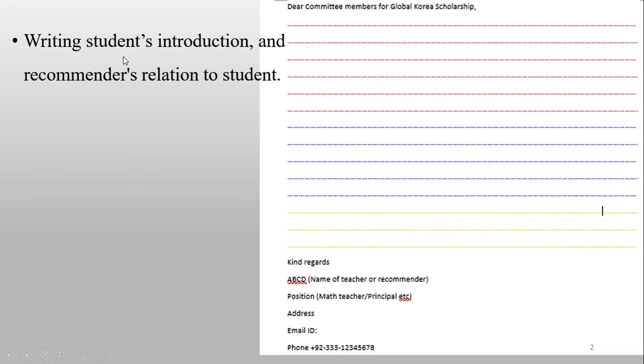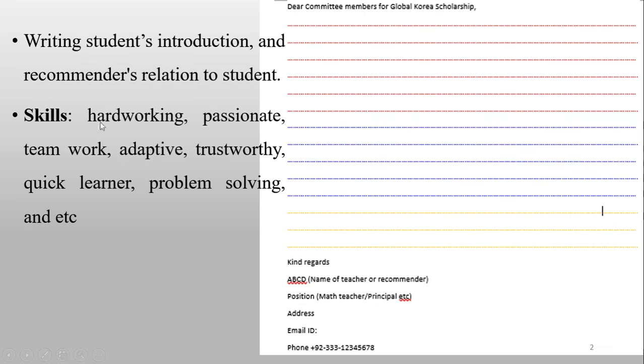So next, writing the student's introduction and the recommender's relation here. Then the skills: he can mention hardworking, passionate, teamwork, adaptive, trustworthy, quick learner, problem solving, or whatever he thinks about you. Or he can even write more about what he actually saw in you.